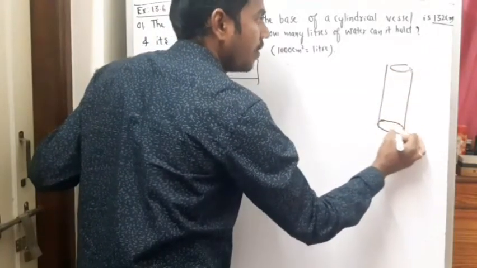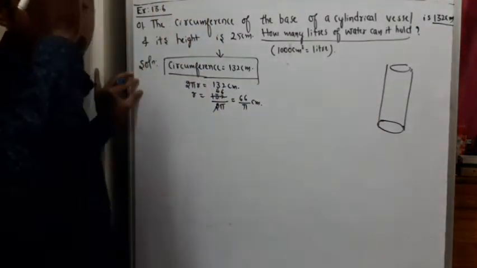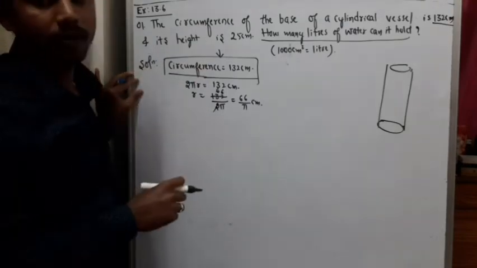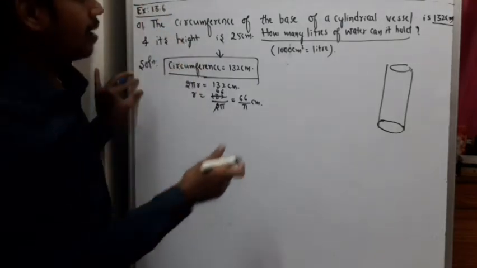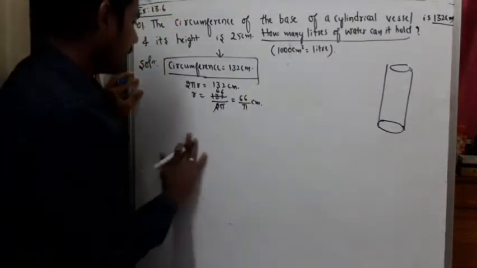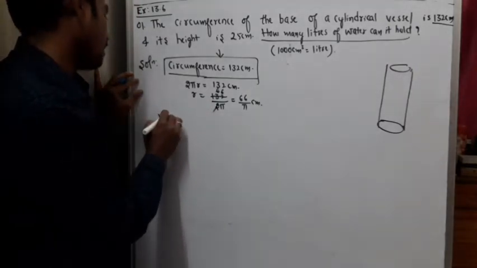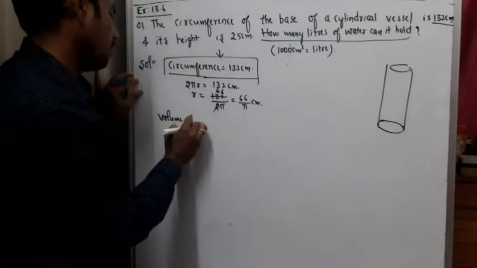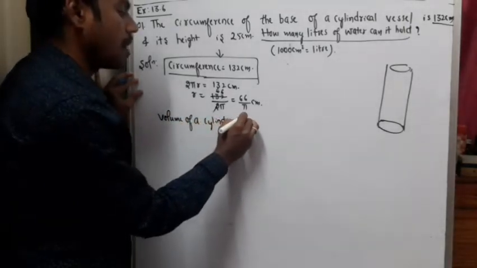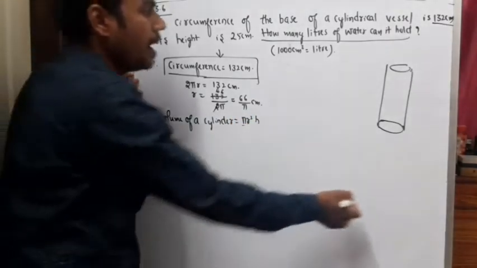Now there is a cylinder and the base circumference has been given to us. What we need to calculate? We need to calculate how many liters of water can it hold. So how many liters of water means what we need to do? We need to find the volume of a cylinder. That volume of a cylinder will be equal to the capacity of a container which it can hold water. So volume of a cylinder is equal to pi r square into h. This pi r square is nothing but base area multiplied by height.